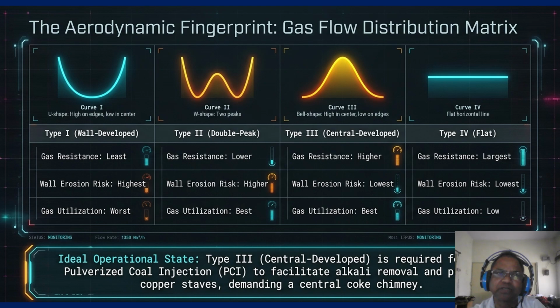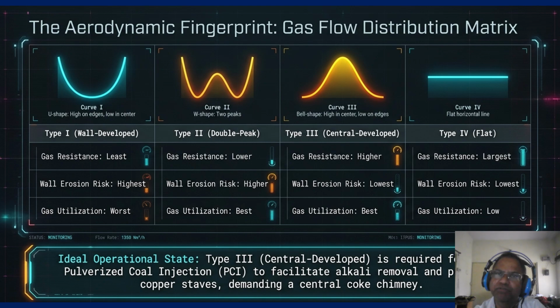It provides a central coke chimney, which is required for high pulverized coal injection and alkali removal. Note the risk factor below. Type 1 and 2 carry high wall erosion risk, while type 4 shows dangerously low gas utilization. To protect your copper staves and maintain a high PCI rate, you must force the gas into that central bell shape. Anything else is a compromise that risks the physical integrity of the furnace shell.